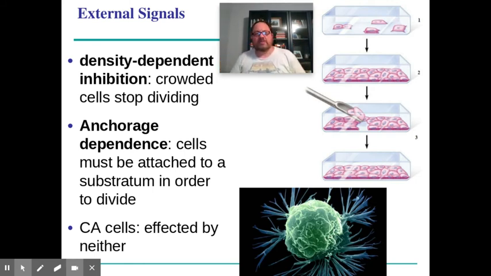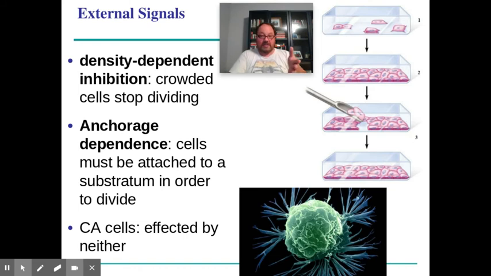Another type of external signal is anchorage dependence. For the most part, cells aren't just floating around your body. They're held in place to the extracellular matrix. So cells have to be attached to some sort of substrate or surface or material before they will divide.